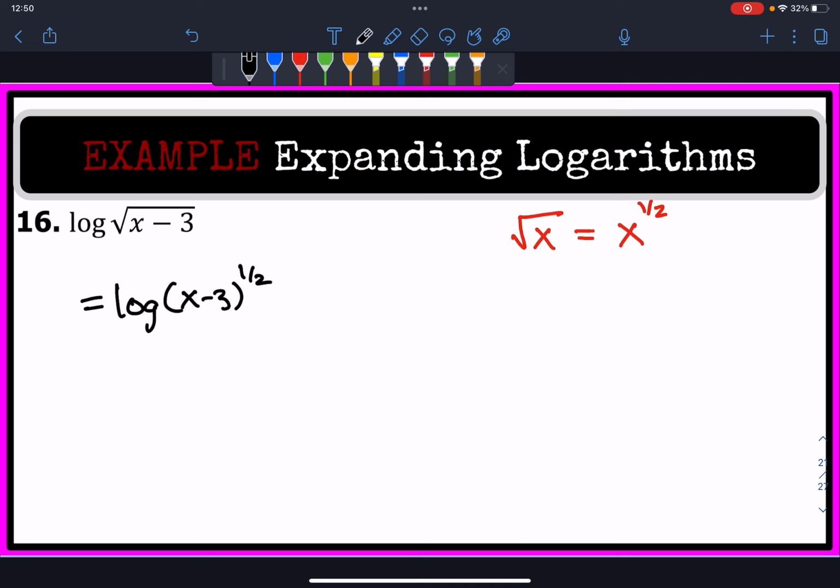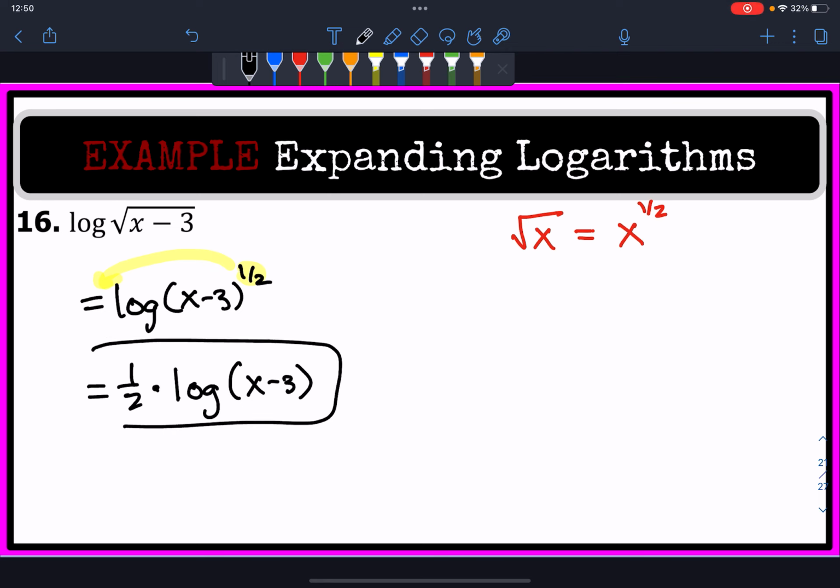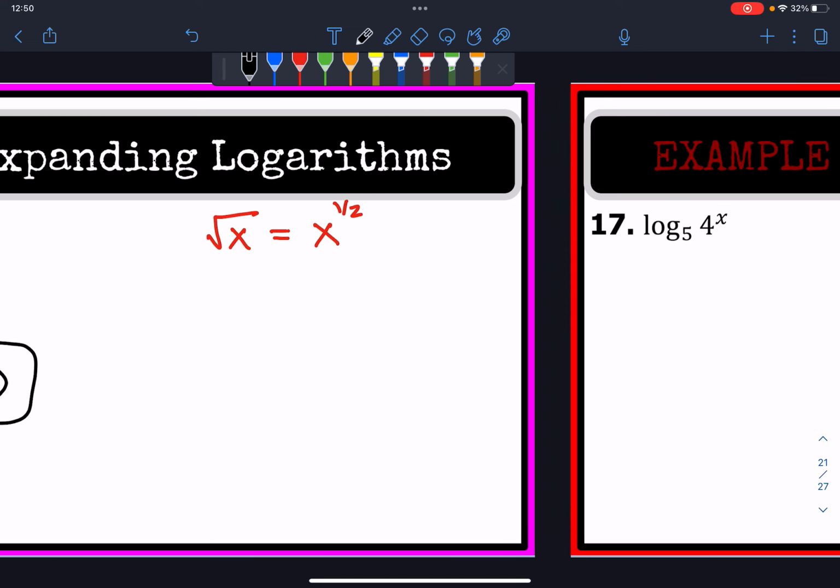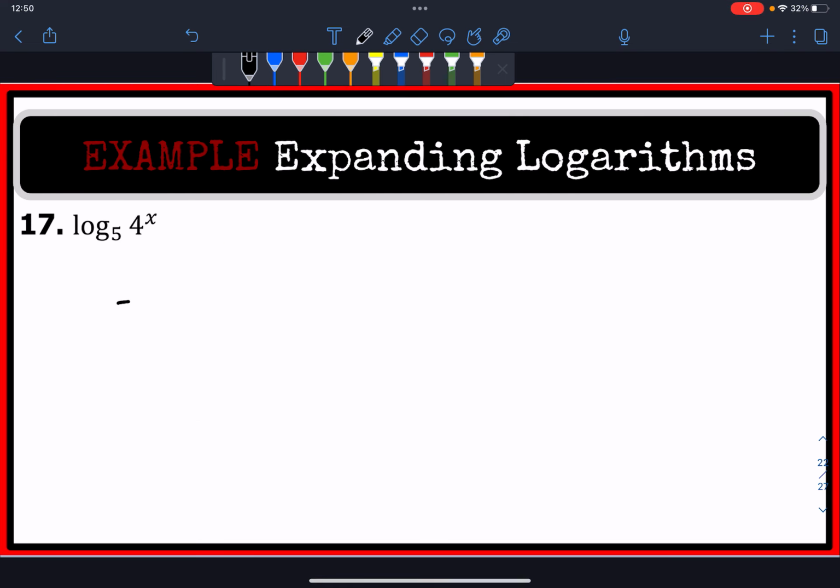that is x minus 3 to the 1/2 power. And now to expand this, we simply pull this exponent to the front and multiply by 1/2. So the expanded form would be this. The expanded form for this pulls that x to the front, and we have x times the log base 5 of 4.